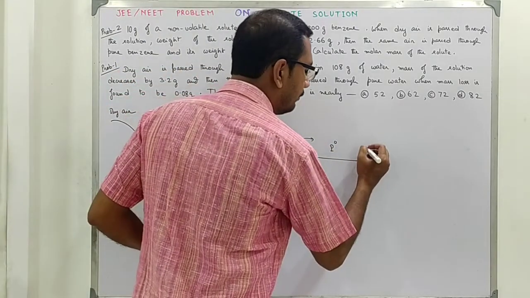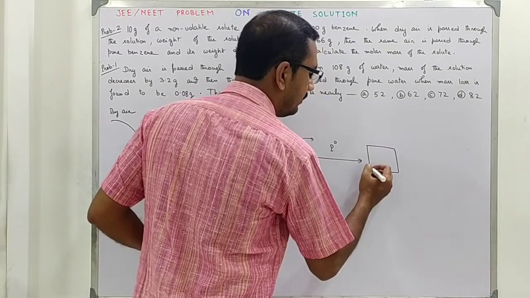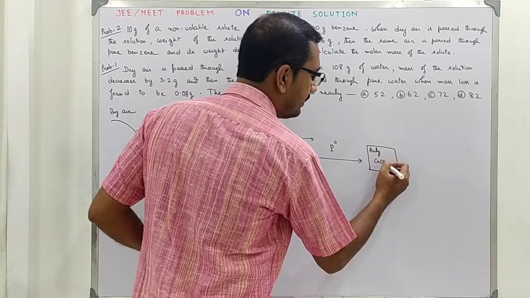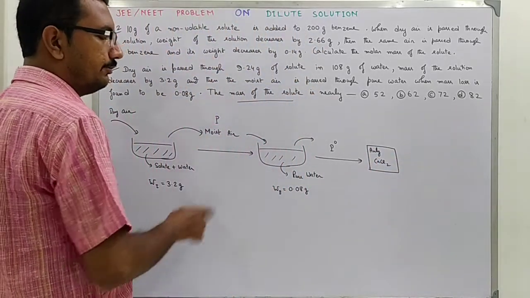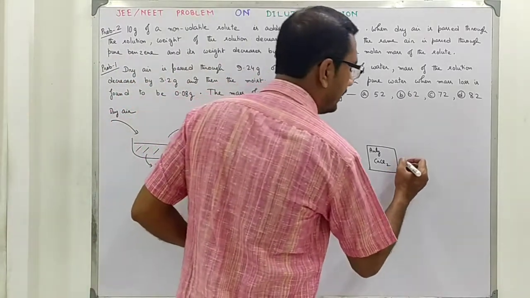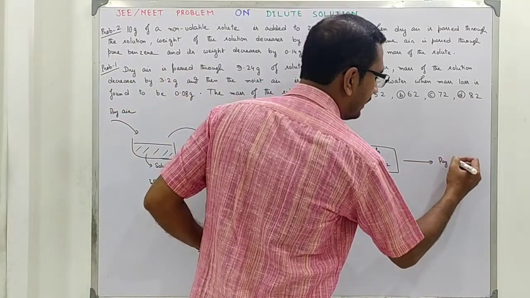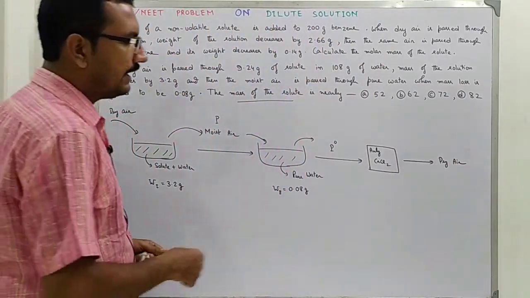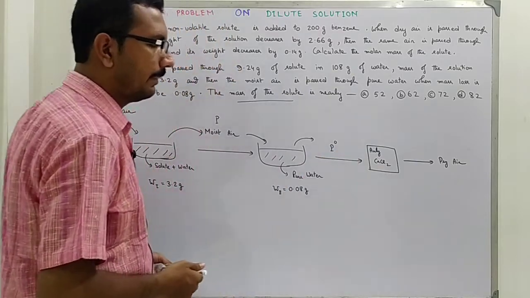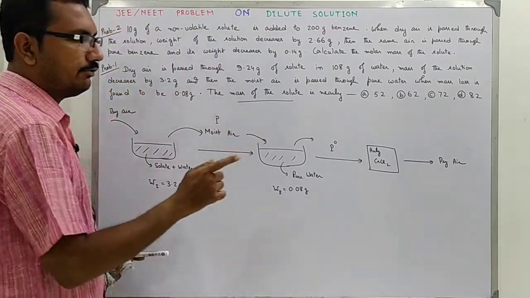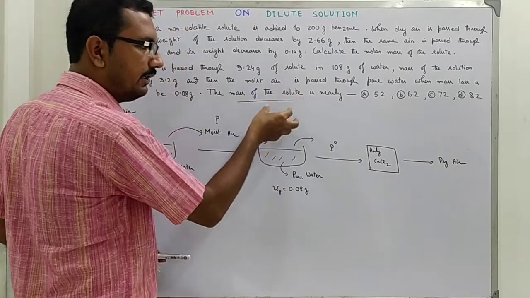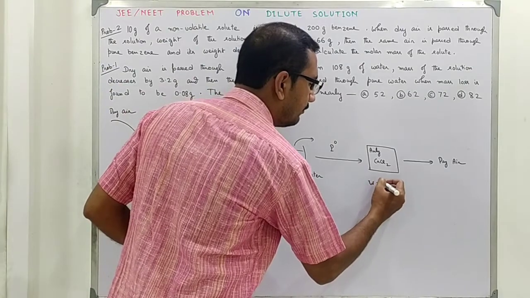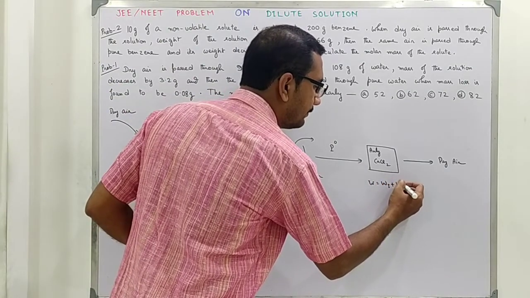Then we pass this moist air through anhydrous CaCl2, which is a very good absorber of moisture, and what we get? We get the dry air back. So here there will be a weight gain, and that weight gain is due to absorption of moisture from the moist air. So this weight gain will be W equals W1 plus W2.